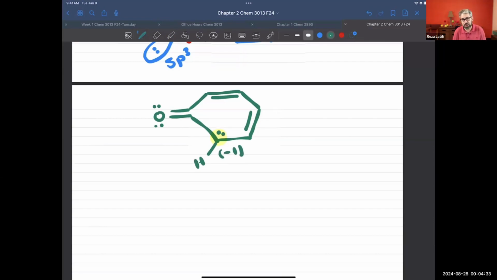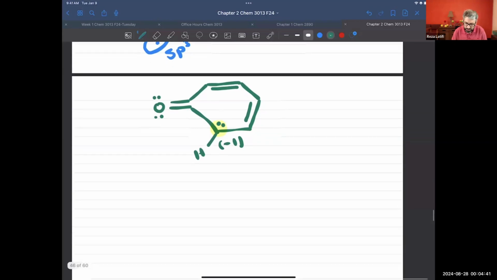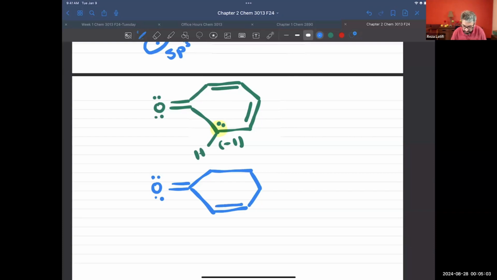Now, can I draw another Lewis structure for it? Yes, you can draw another one. How about this? So oxygen attached to carbon. This time let's put a double bond here, a lone pair there, and a double bond here. Remember this one has hydrogen. So this carbon will be -1.